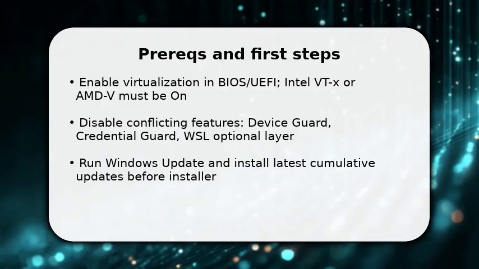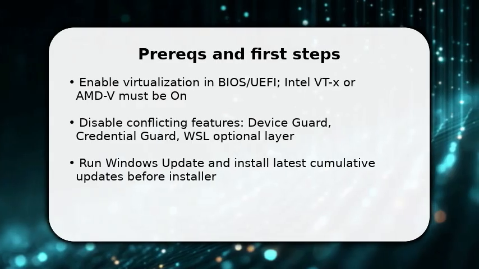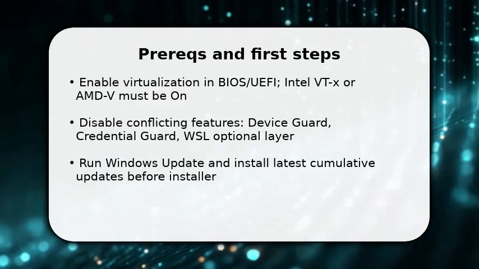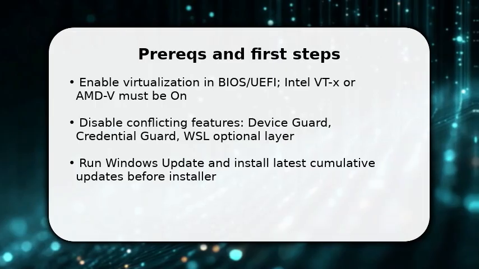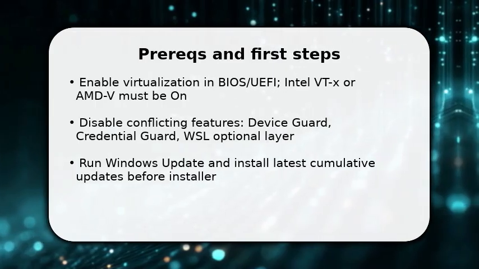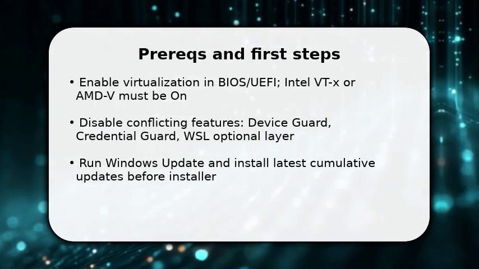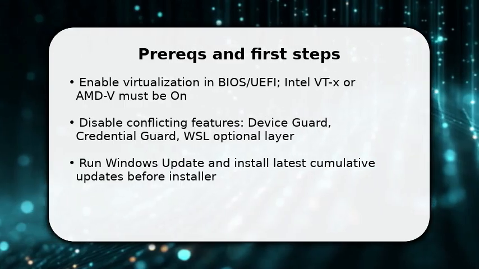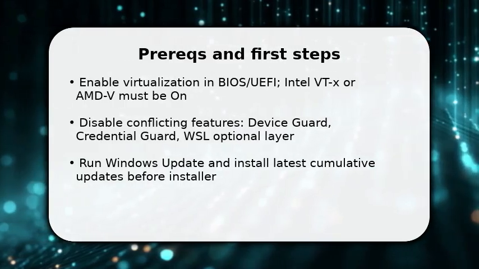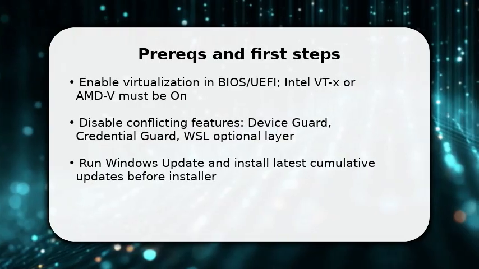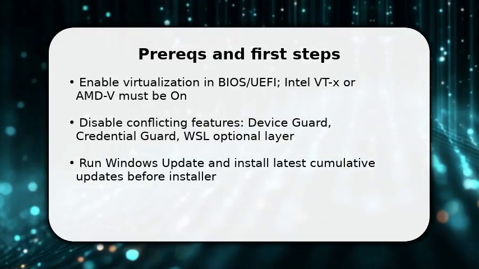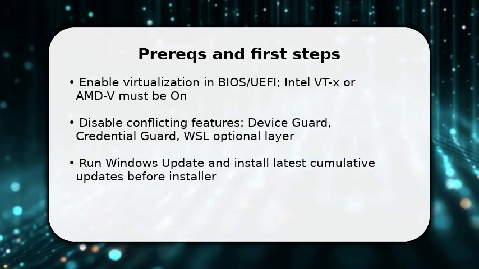You begin by verifying prerequisites and taking the first actionable steps now. Enable virtualization in BIOS or UEFI. That's required for Hyper-V to initialize. Once done, open an elevated PowerShell and check Hyper-V feature state and temporarily disable Device Guard or Credential Guard if present because they block the installer.